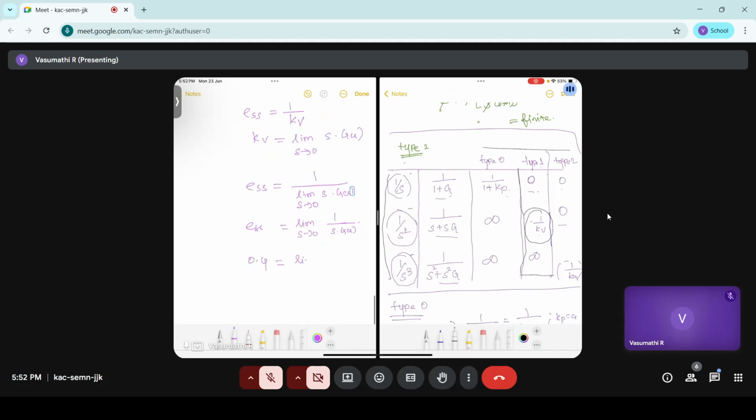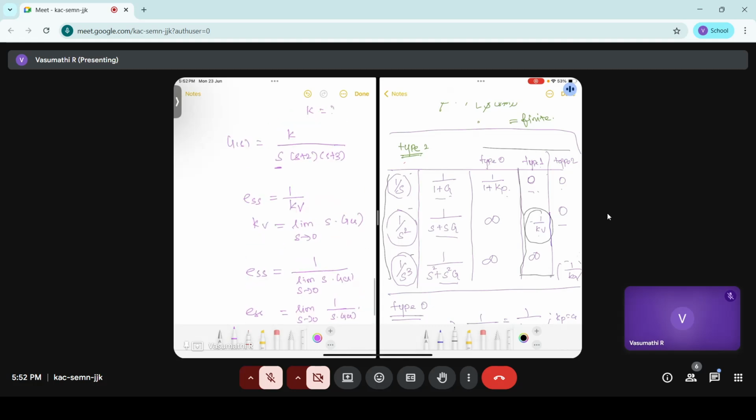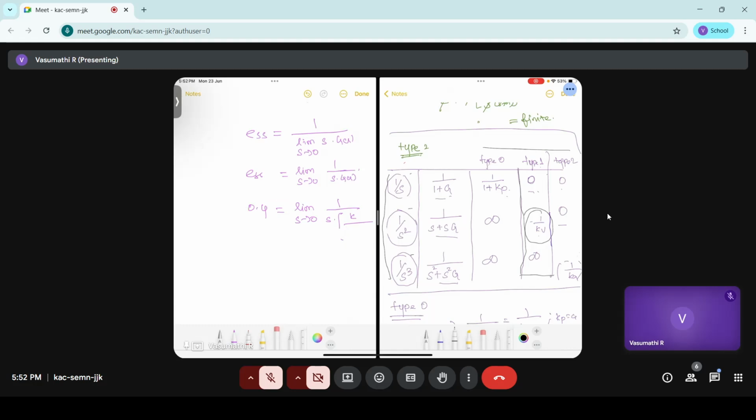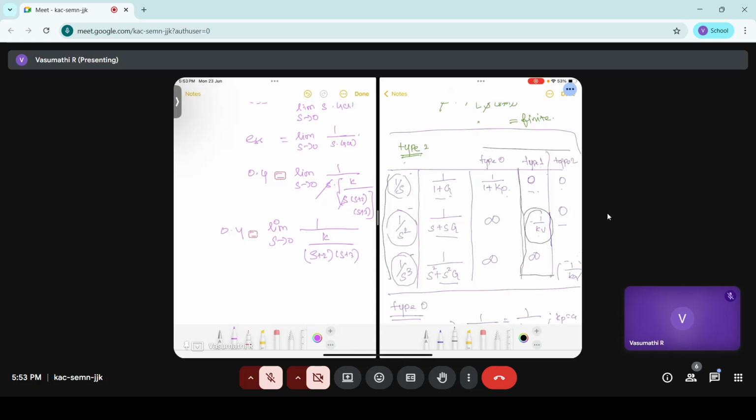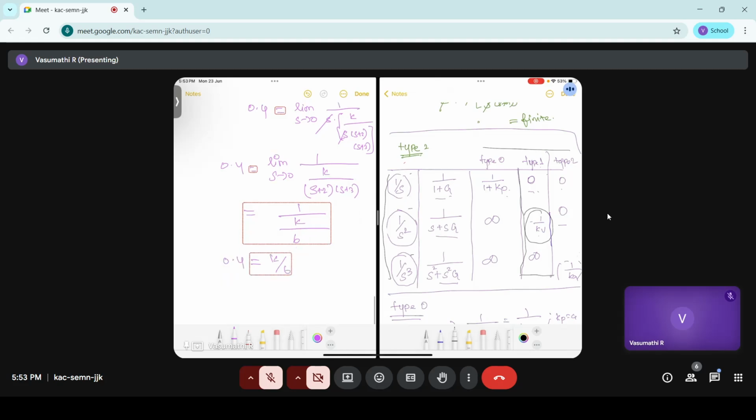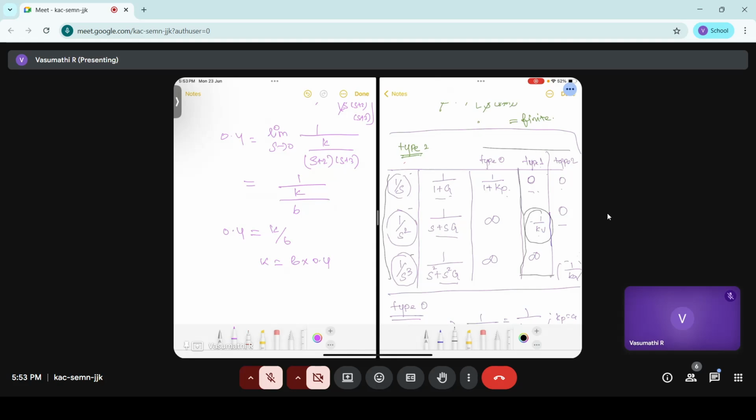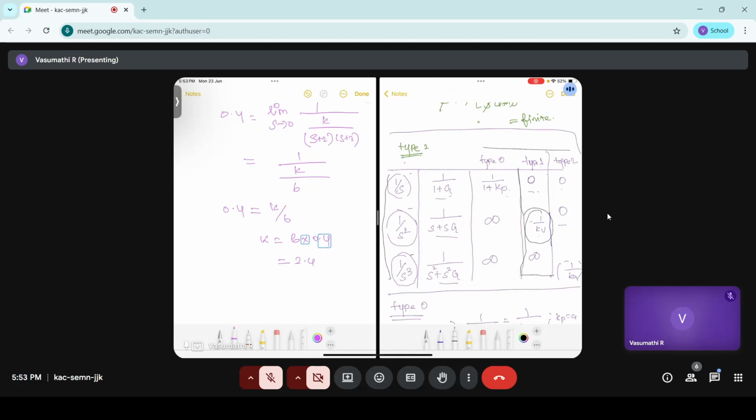On the left hand side it was given as 0.4, which equals limit s tends to 0 of 1 by s into G of s, where G of s is k by s into s plus 2 into s plus 3. Now 0.4 is equal to this, and this s gets cancelled: limit s tends to 0 of 1 by k by (s plus 2)(s plus 3). If I put 0 straight away, I get 1 by k by 6. So k by 6 is equal to 0.4, and k is equal to 6 into 0.4, which gives 2.4. That's it. So you have to find the k value for this.